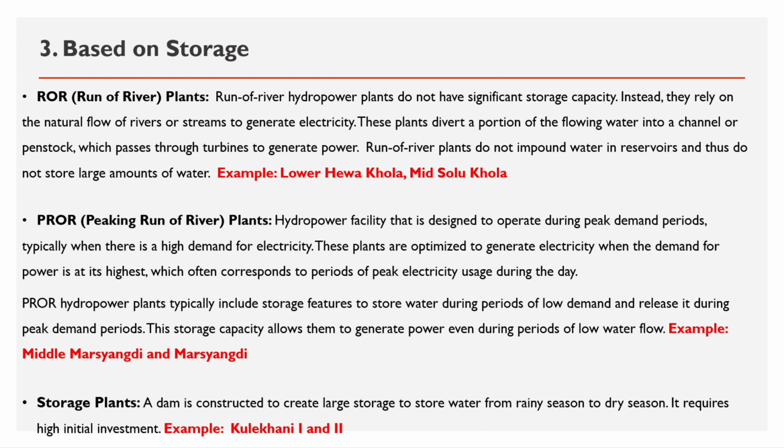PRoR plants. This is a hydropower facility that is designed to operate during peak demand periods, typically when there is a high demand for electricity. These plants are optimized to generate electricity when the demand for power is at its highest, which often corresponds to periods of peak electricity usage during the day. PRoR hydropower plants typically include storage features to store water during periods of low demand and release it during peak demand periods. This storage capacity allows them to generate power even during periods of low water flow. Example: Middle Marsyangdi and Marsyangdi.